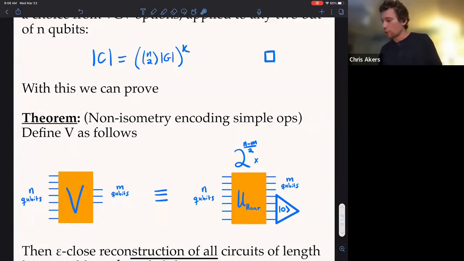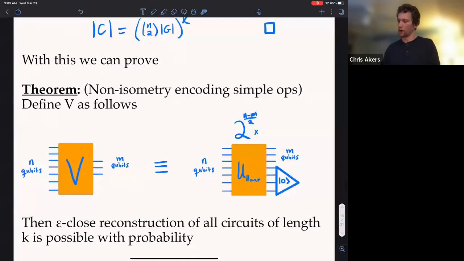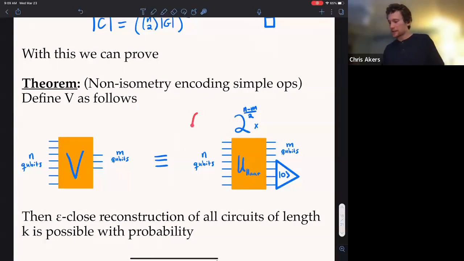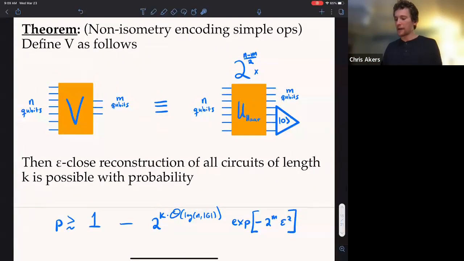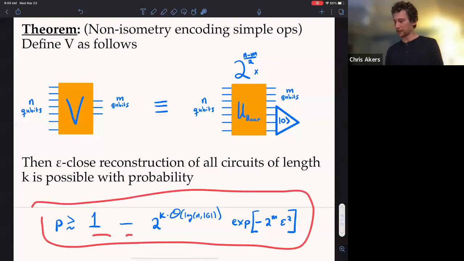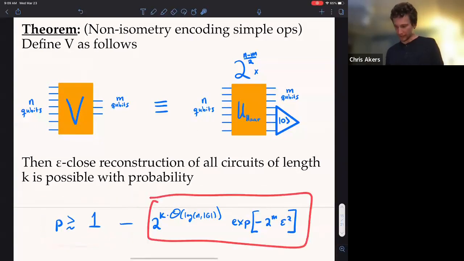So we need to just scale it by this extra factor that increases its norm on average, so it's normed 1 on average. Okay, so given this non-isometric code, the non-trivial statement is the following: that you can get good reconstruction, in the sense I said above, of all circuits of length k with high probability. So probability close to 1, depending on the k. So it's 1 minus, and then the second term looks complicated, but let's break it down.